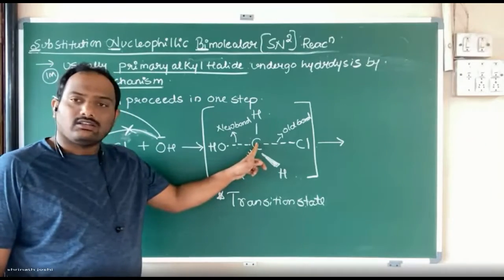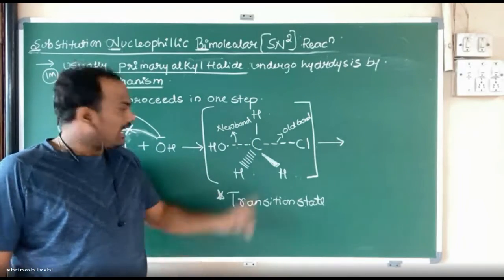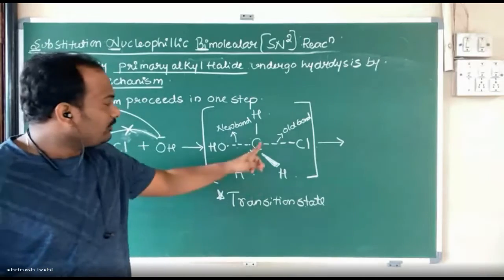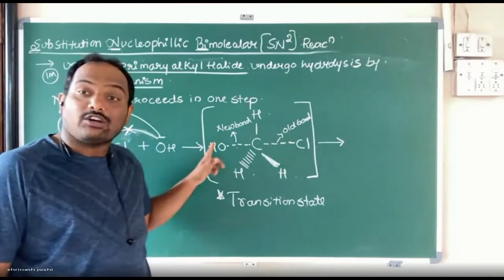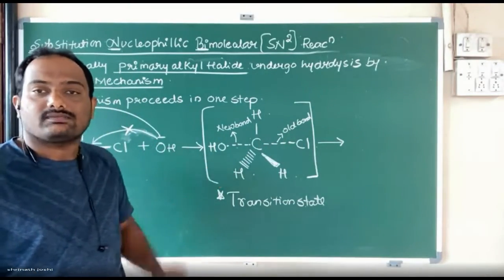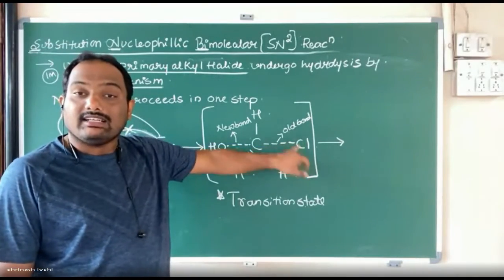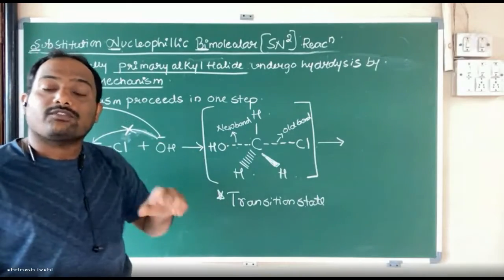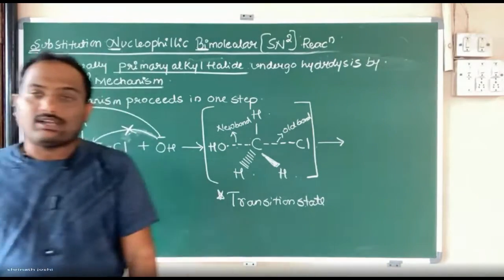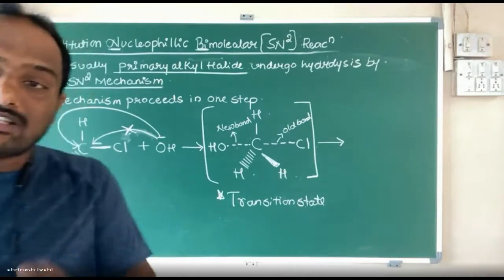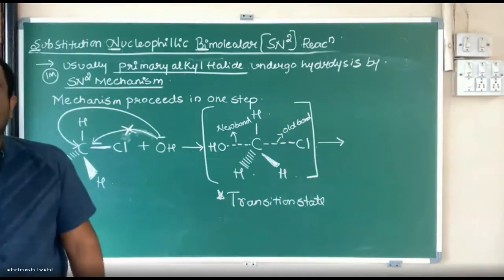See, carbon is very selfish. It is ready to compromise Cl in place of OH. See, that is what the reaction is. Carbon can compromise its Cl and it is ready to make a friendship with OH. In your friendship also this will happen. Have you seen that? In your friendship also this will happen.